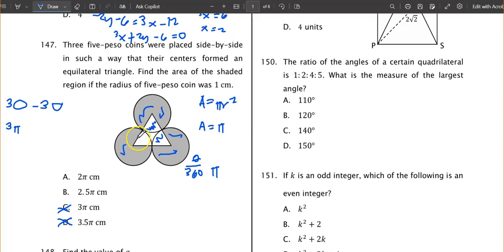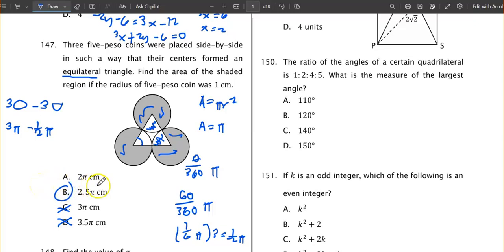Now, what is the angle measurement of this triangle? It says here it's equilateral. Remember, equilateral triangles are also equiangular, and the sum of the interior angles of your triangle is 180. Divide by 3, you got 60. So you got 60 over 360 pi, or this is 1/6 pi. Multiply by 3 because there are 3 sectors. The area will be 1/2 pi. So our answer will be letter B, 2.5 pi cm. That should be squared because that is area, right?